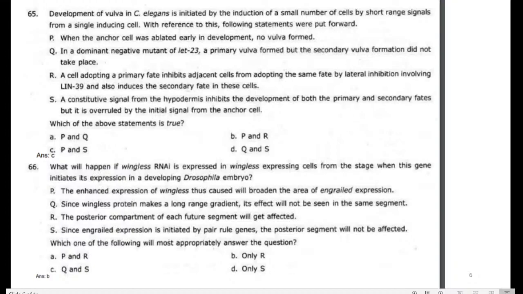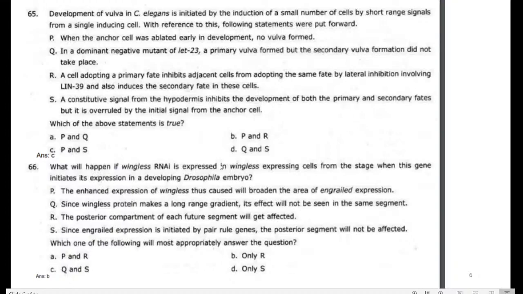Here they provided the answer B, that is only R, since they asked the question about RNA expressed in the wingless expressing cells, at the stage when the cell initiated its expression in the developing Drosophila embryo. The correct answer is R. The posterior compartment of each future segment will get affected. Drosophila has segmented structures, and these segment structures will get affected. This happens while doing the wingless RNA expression.